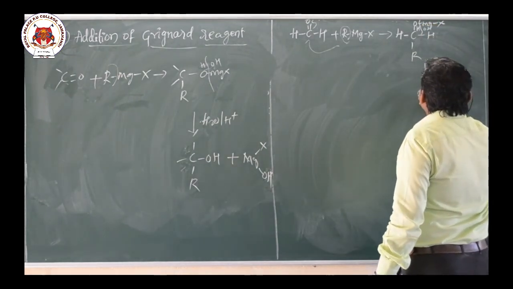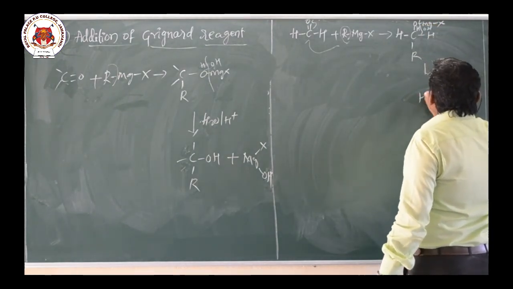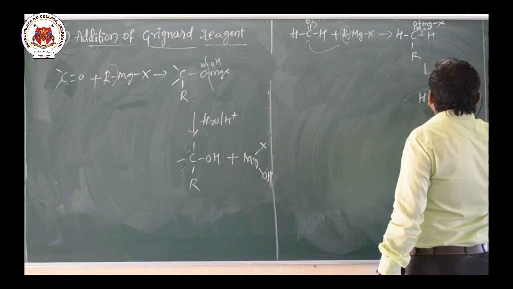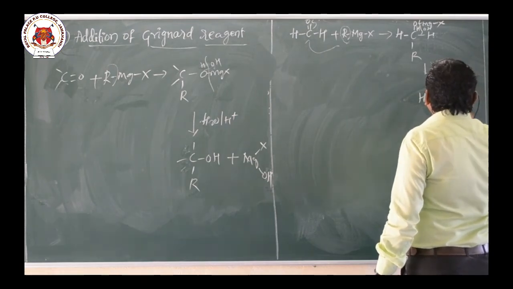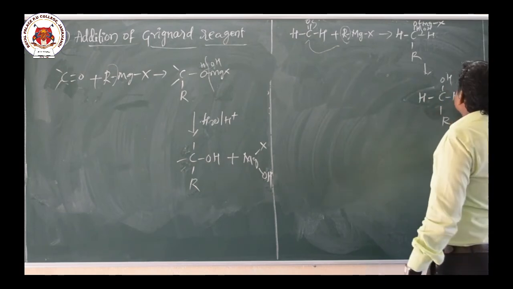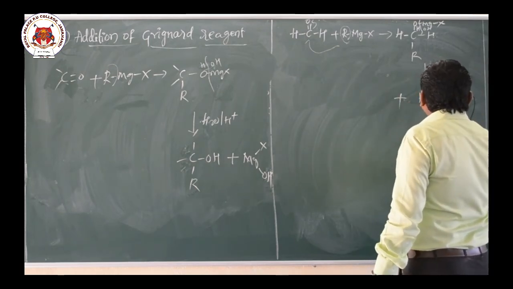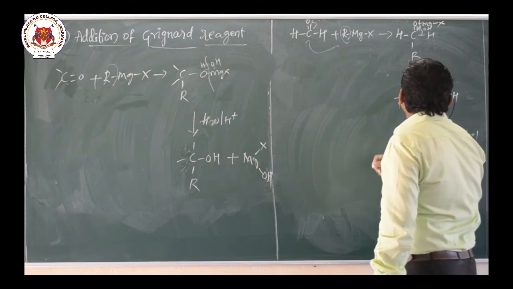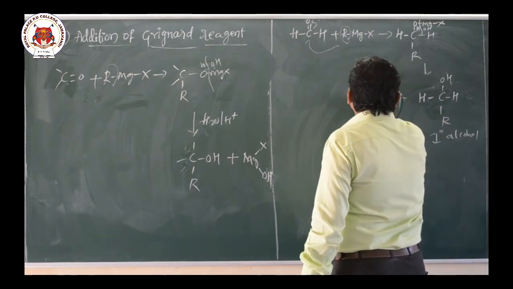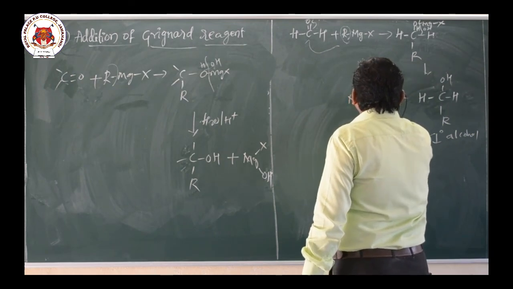R and HOH, and this is RH. That means RCH2OH. So here there is formation of primary alcohol. The remaining part is MgX and OH minus.